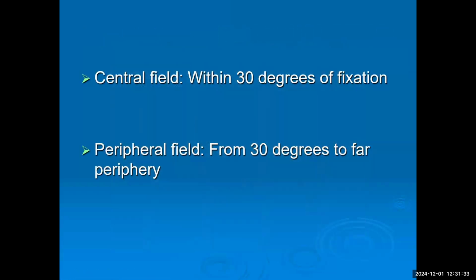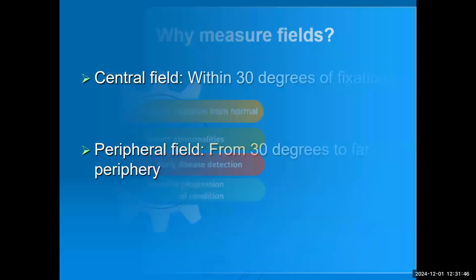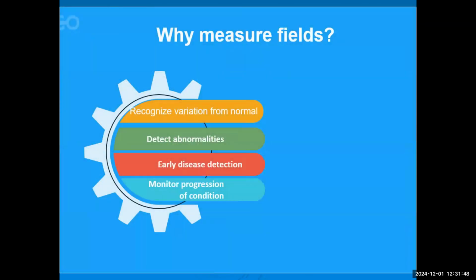Whenever we define visual fields, we tell it in terms of whether it is central or peripheral. Within 30 degrees of fixation, which we usually measure, is called the central field, whereas peripheral is 30 degrees and beyond. So why do we need to know about visual fields?